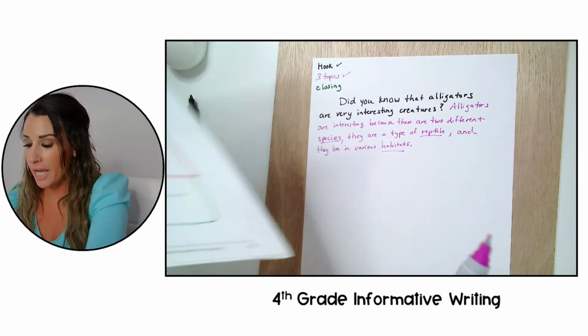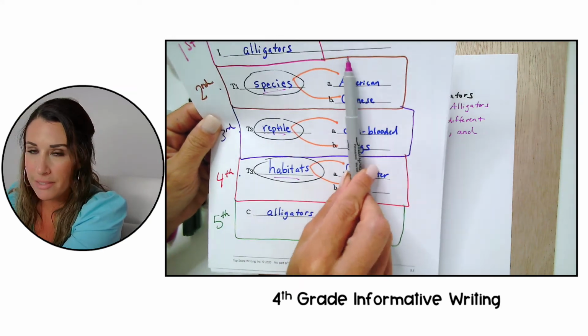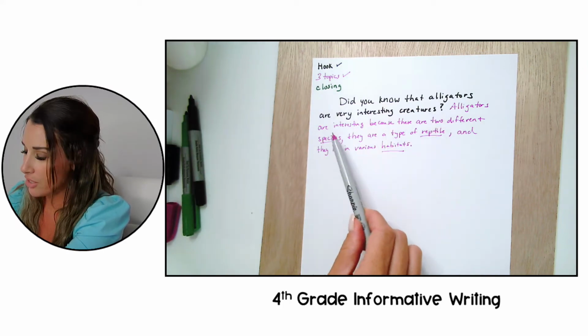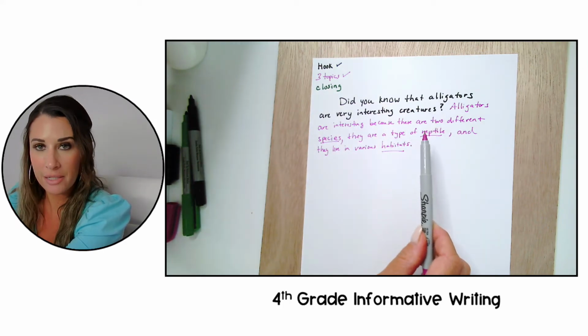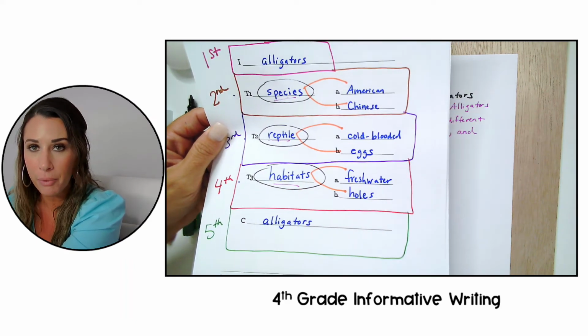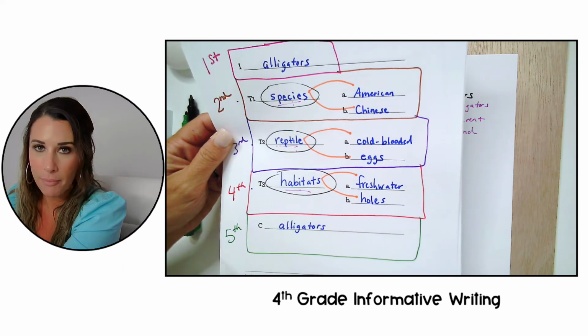The other thing is I didn't name any of my A's and B's. Okay, you want to make sure you don't do that. Save those A's and B's for the middle paragraphs. I don't want you to put alligators are interesting because there is the Chinese and American alligator. I don't want you to say that. The Chinese and American, save that for the middle paragraphs. Okay, just state these 3 topics.